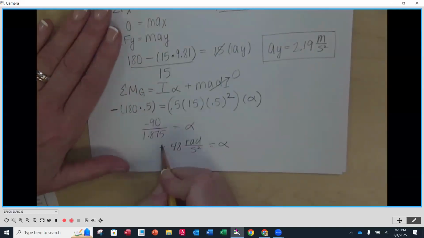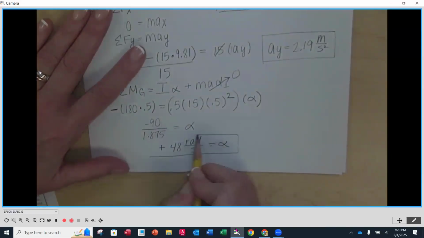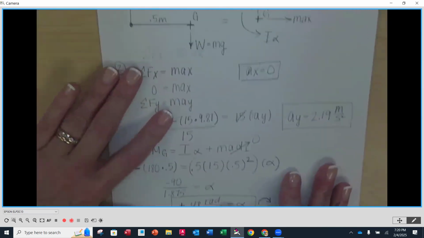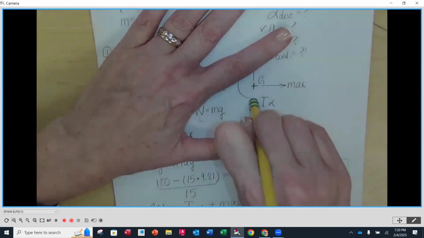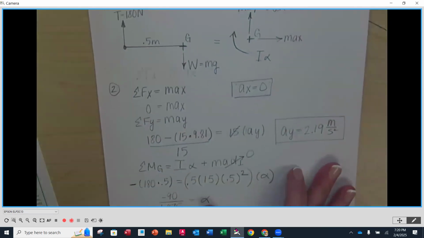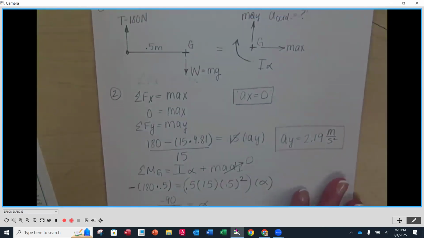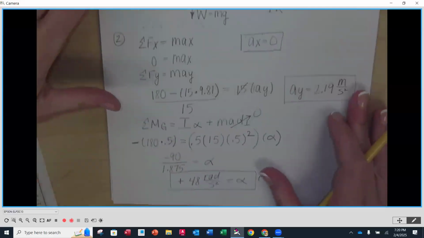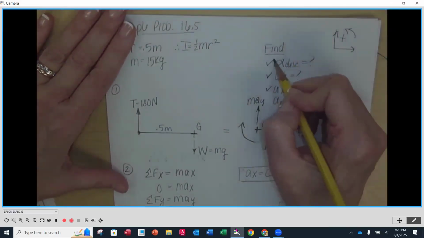So we just make this positive and we say this is our final answer. But instead of going in a counterclockwise direction, it's going to go in a clockwise direction. And then we're going to change the direction up here to go this way. So make sure that you change it in both places. You don't have to redo the math, but you want to reflect the correct direction of the angular acceleration. Okay, so that is our third variable solved for.